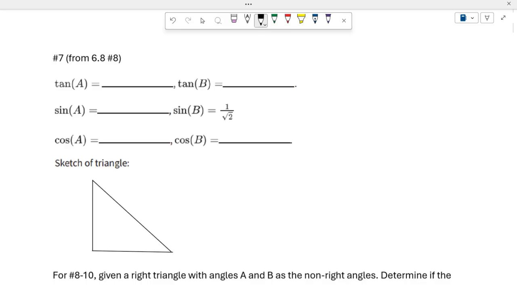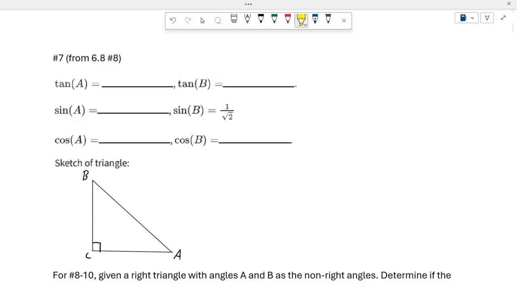If you just slap a right triangle on the page, as long as your numbers and letters are correct, it doesn't necessarily need to be to scale. So my triangle looks like this, and we need to label. We'll go ahead and just say A, B, and C.